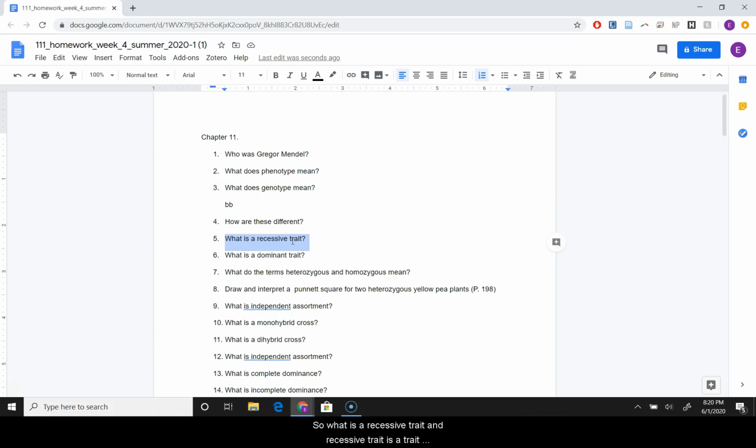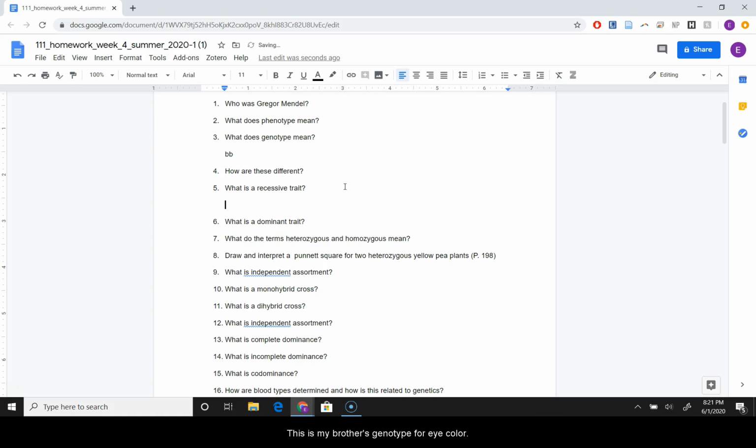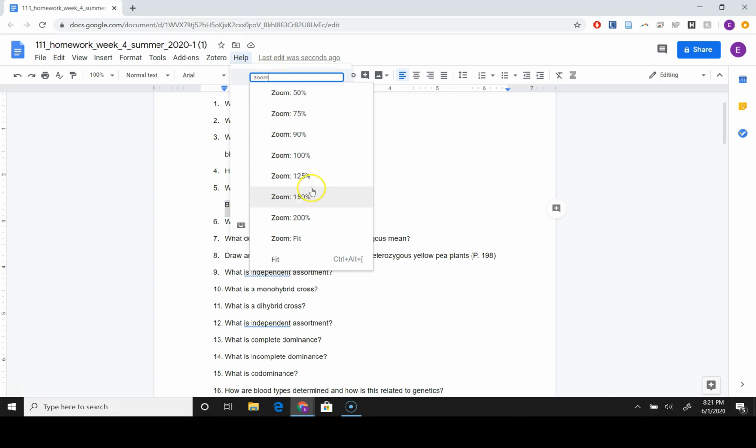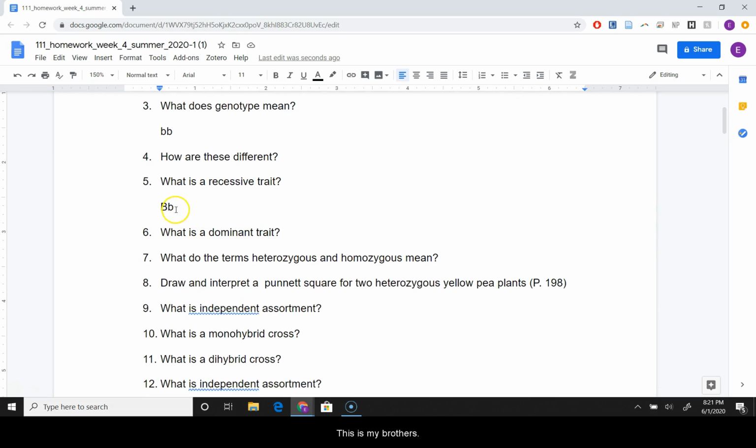So what is a recessive trait? A recessive trait is a trait that, if you have the dominant version, is going to get covered up. And you should see this in the lecture I did on Mendelian genetics. But for instance, this is my brother's genotype for eye color. Let me zoom in a little bit, make this easier to look at. There we go. He has brown eyes because he has this big B, this dominant allele, and he has this little b, which is the recessive allele. So blue eyes is the recessive trait. Brown eyes is the dominant trait.